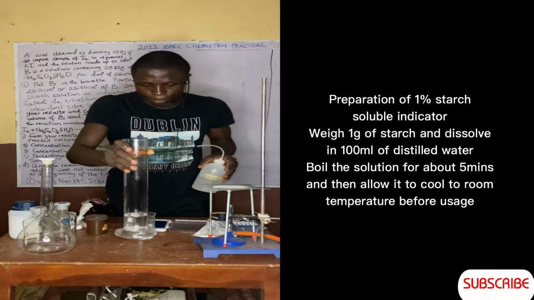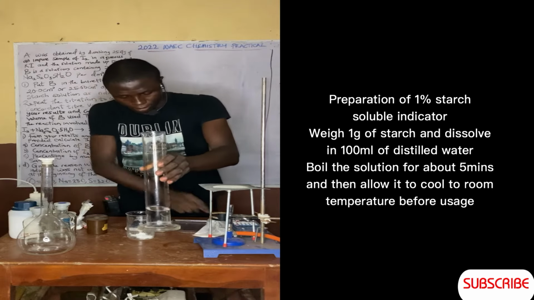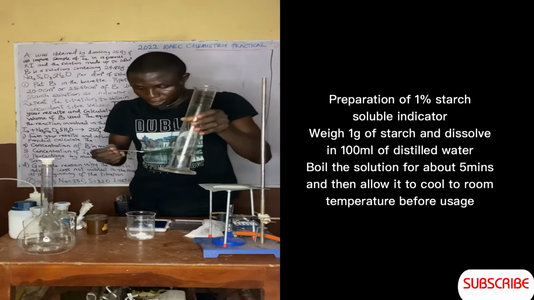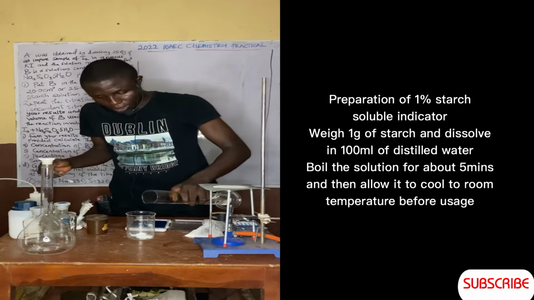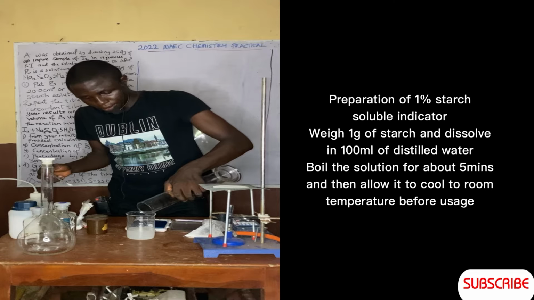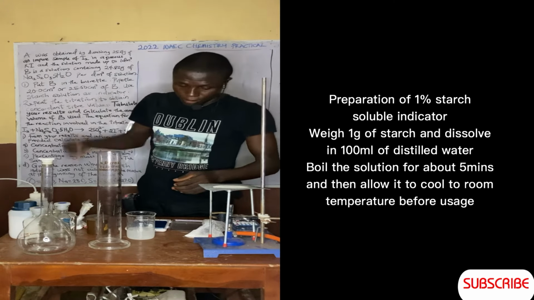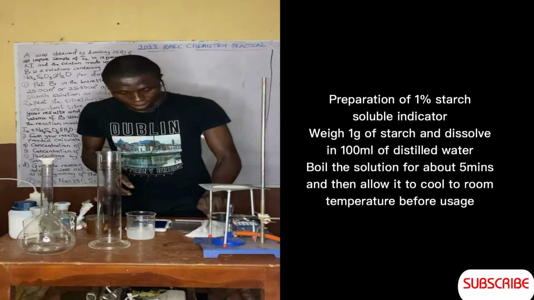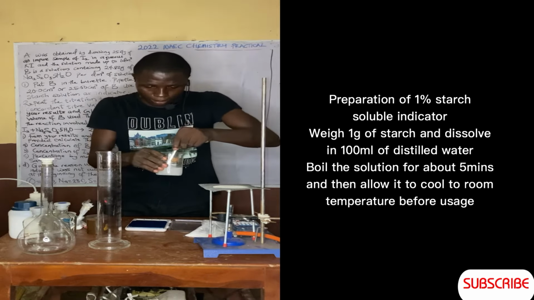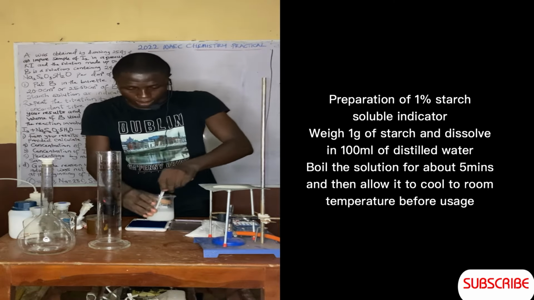So now after you have measured 100 ml, make sure you pour it inside your beaker containing soluble starch. Then stir it. I'm going to stir it. Make sure you don't have additional lumps. So I'm going to stir this now. Stir it very well.